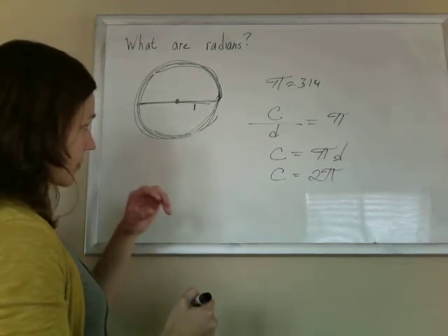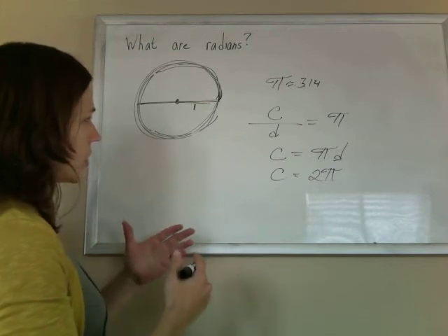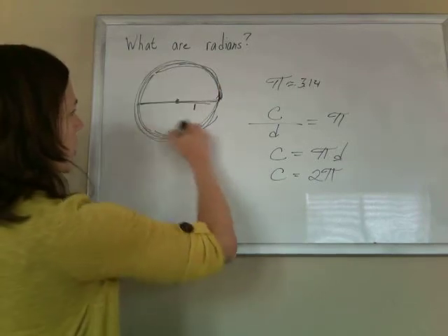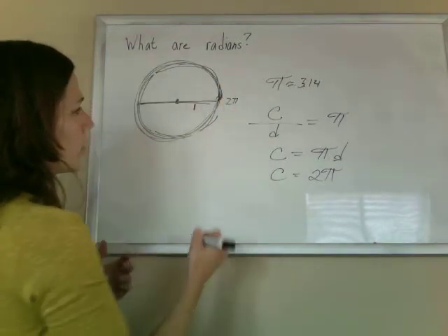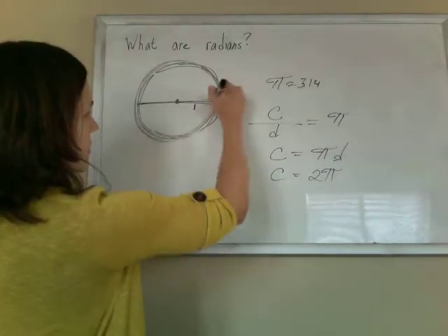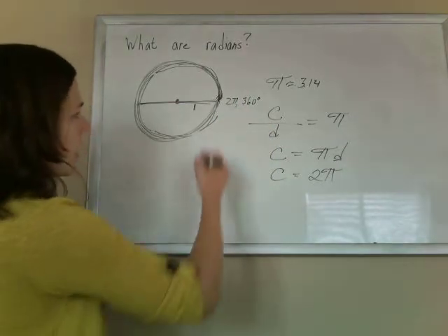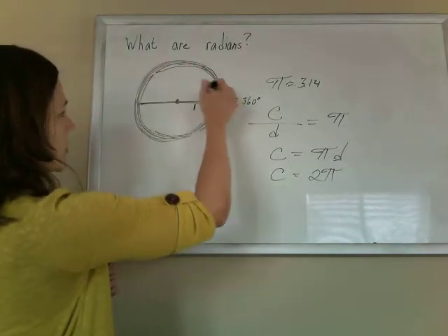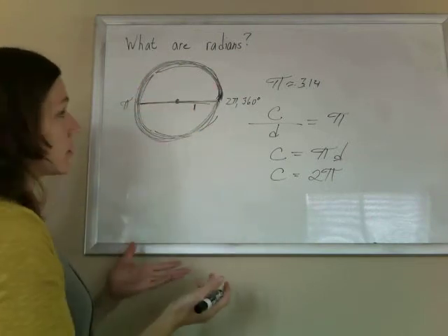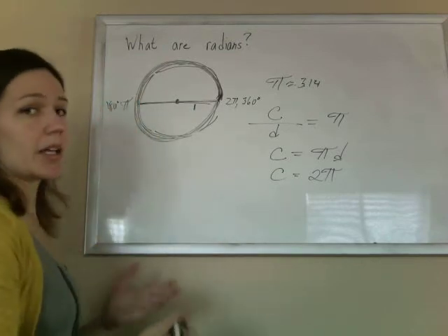And we're going to relate that to angle measurements. If you went all the way around the circle, you would have 2 pi radians. And if you went all the way around the circle, you would have gone 360 degrees. If you go halfway around the circle, that length will only be pi long. So you have pi radians, and that relates to 180 degrees.